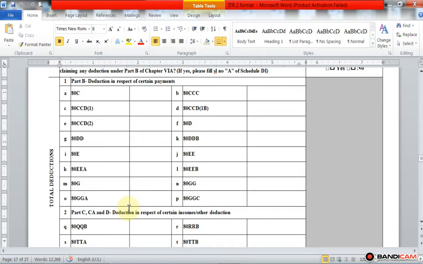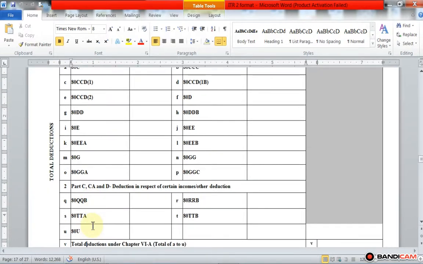Then Part C, deduction in respect of certain incomes under other deductions, that is 80QQB. We already discussed 80QQB, which is royalty income for an author. 80QQB relates to the income earned by an author as royalty, so the deduction is available under 80QQB, and this is a deduction in respect of income. Here the deduction is 100% of such royalty or rupees 3 lakh, whichever is lower.